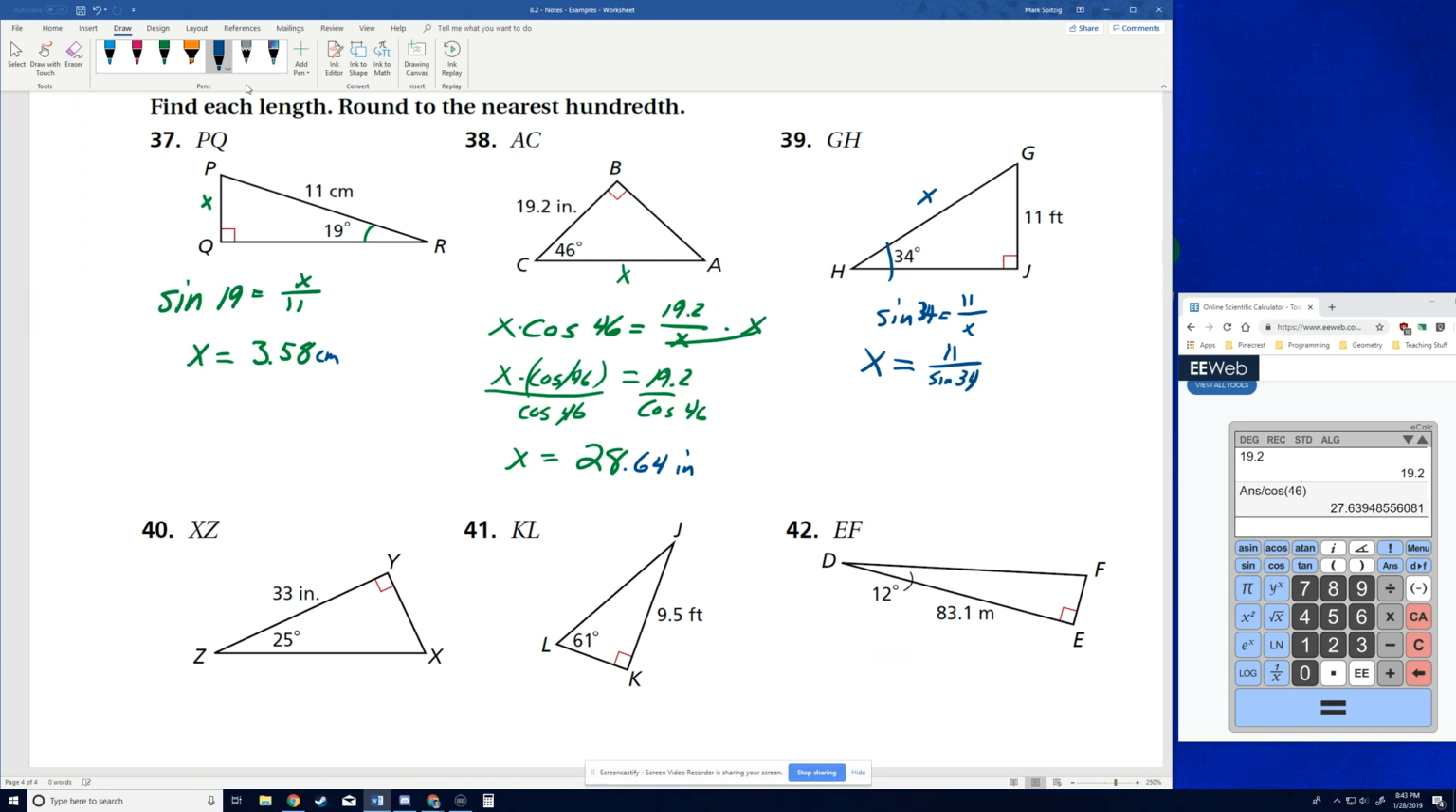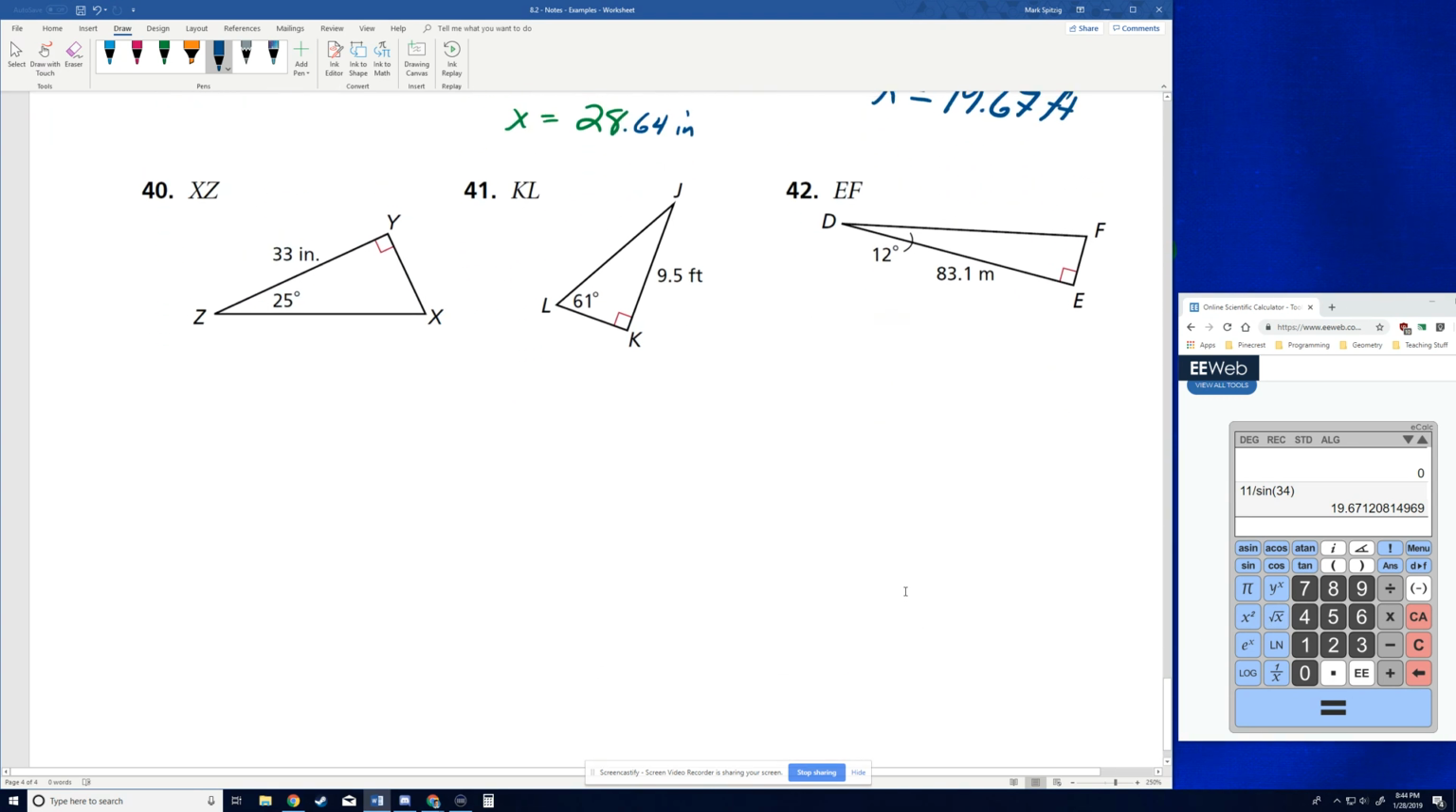Pardon me, I just said it wrong last time. Okay, so we would have 11 divided by sine 34. And then we get 19.67. Makes sense. It should be bigger than 11. Yeah, 19.67. And that is feet. Okay, so we keep on going. We got these three left.